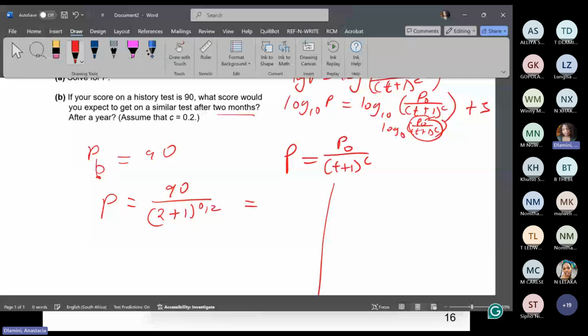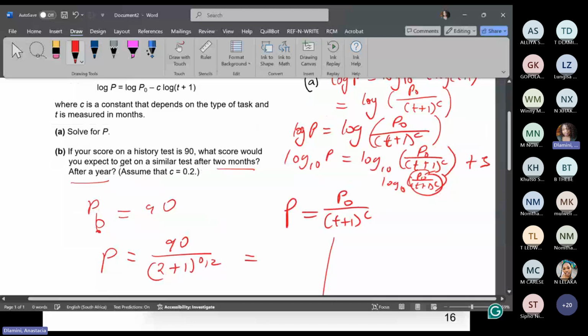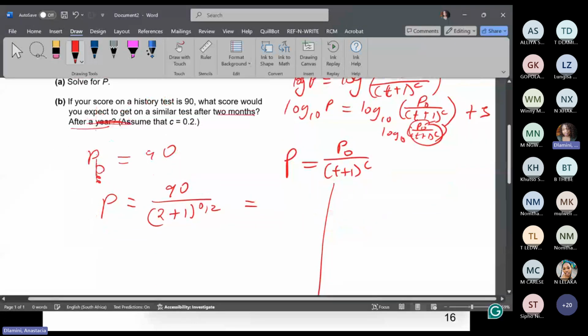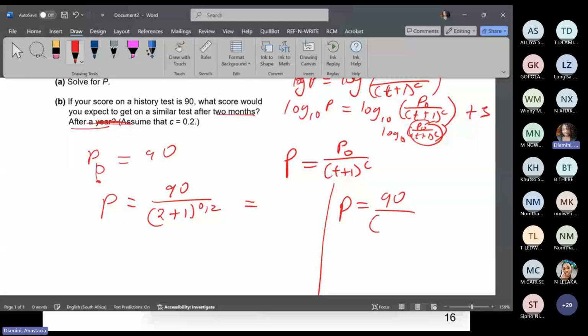After a year, how many months? Because T was measured in months. T is measured in months. So after a year, it will be P is equal to 90 over 12 plus 1 to the power of 0,3. So that is the expression. In the exam, I can ask you for the expression and not the final answer. So let's see what will be the final answers.